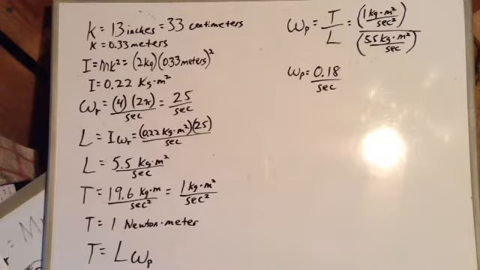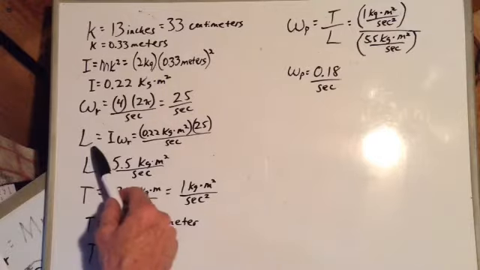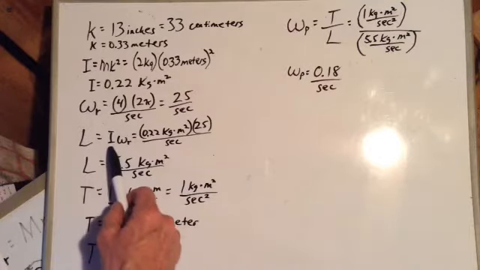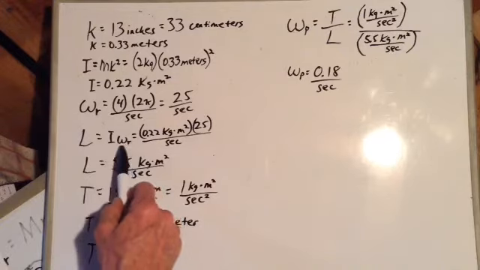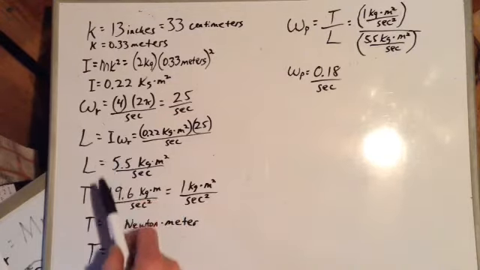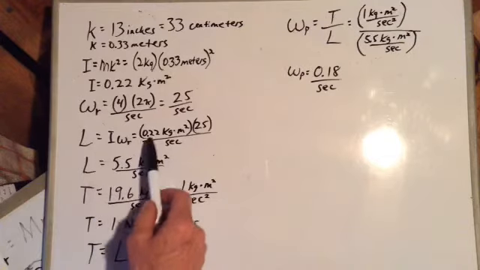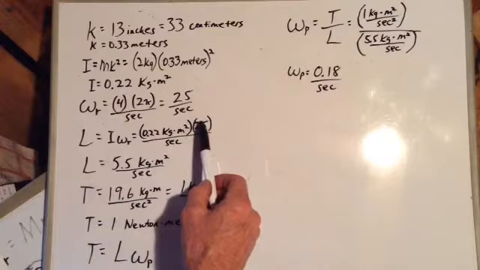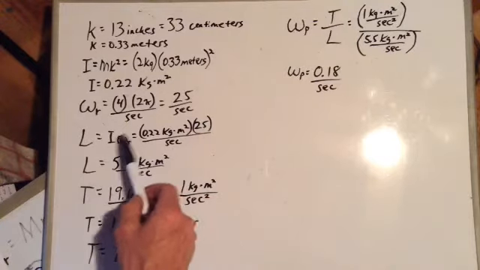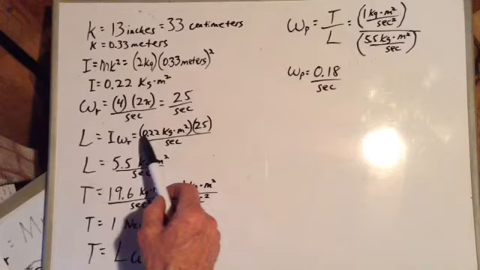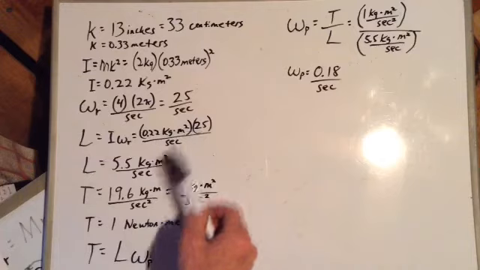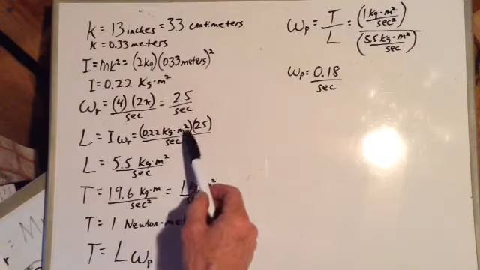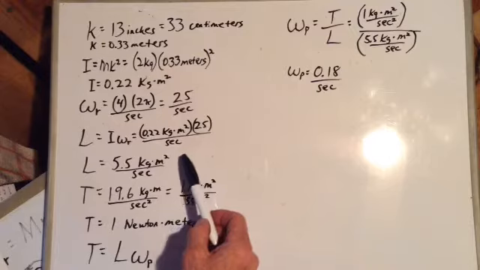The angular momentum, L, of the wheel is the moment of inertia, I, times the angular velocity, omega sub r, which is, our angular velocity was 25 per second. Our moment of inertia was 0.22 kilogram meter squared. So L equals that times that. Multiply it out and you get 5.5 kilogram meter squared per second.